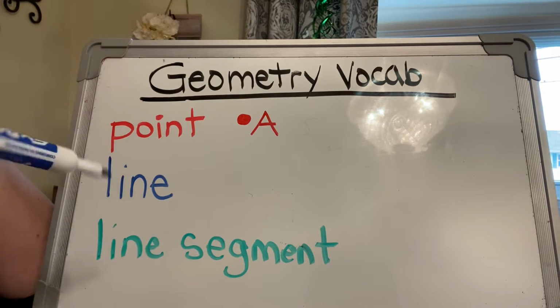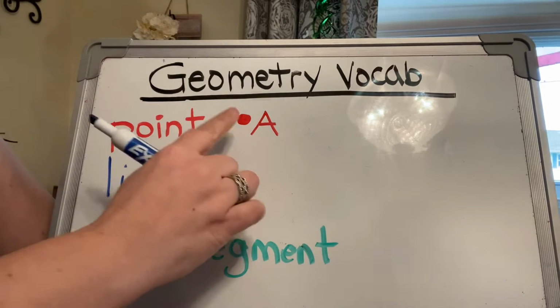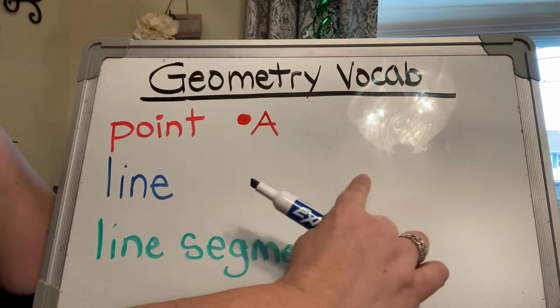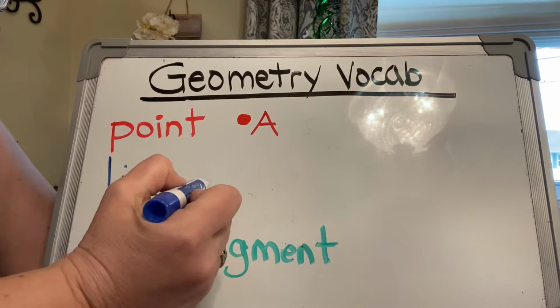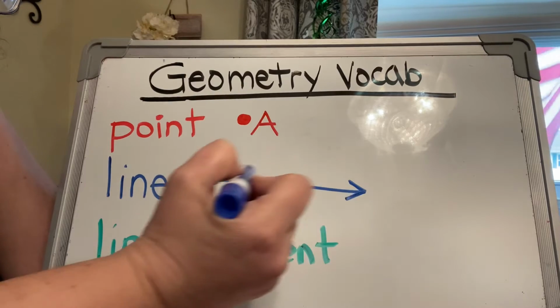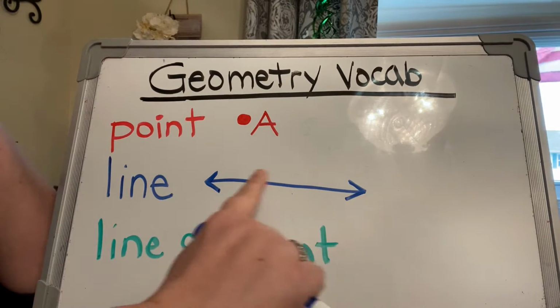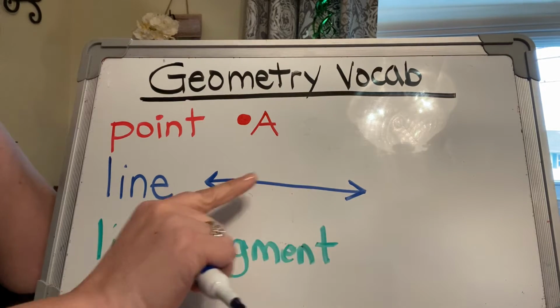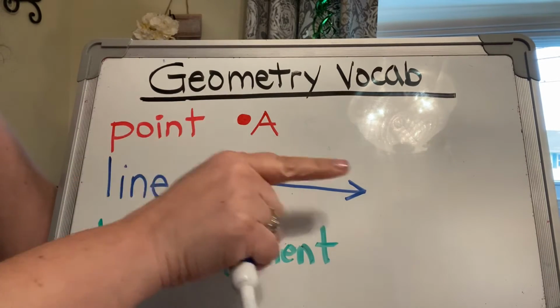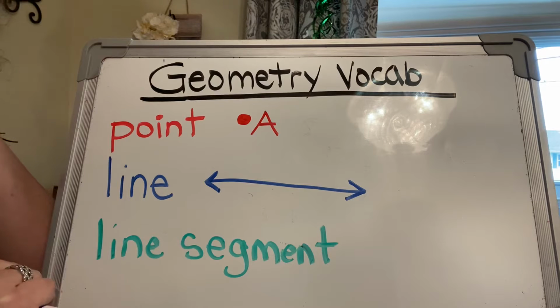The next word is a line. A line is made up of all points in a straight path, and that will form a line. You'll know it's a line because at either end there is an arrow. Those arrows are showing that it is going on and on. It doesn't stop in either direction.